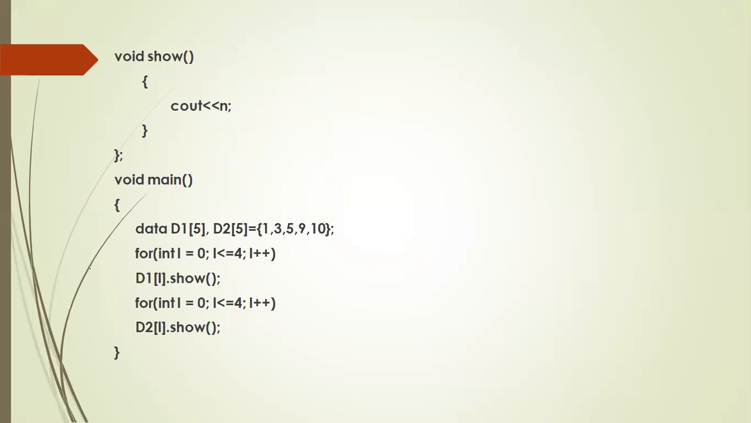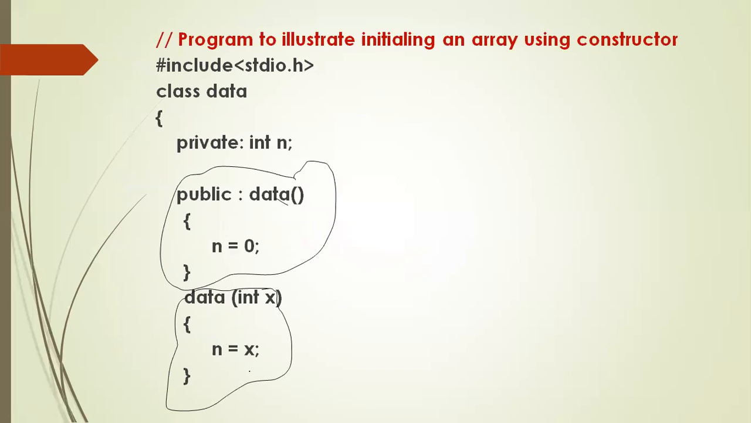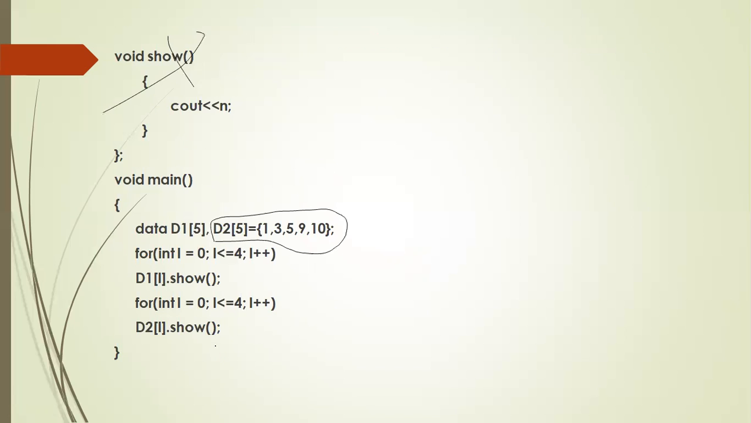So now what happens is you are initializing. Here, this is the place of creating an array of objects. Now, when you create an array of objects, the first data value, first array value is 1. So that goes to x value. So x value is assigned to n, which means for the object D2 of 0, D2 0 dot n becomes 1. D2 1 dot n becomes 3. D2 2 dot n becomes 5. D2 3 dot n becomes 9. And D2 4 dot n becomes 10.